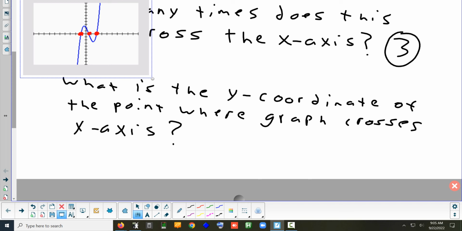If you were to write those 3 points as coordinates, what would be the y value of each one of those red dots? Yeah? 0. Where a point crosses the x-axis, the y value is 0. What are the x values? Well, I don't know. I have to find those. I could find them. But I know the y value is 0.